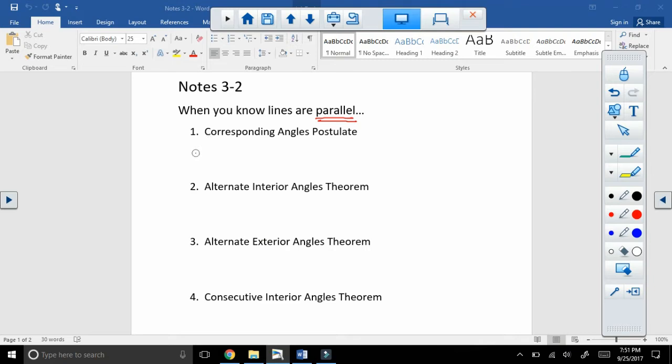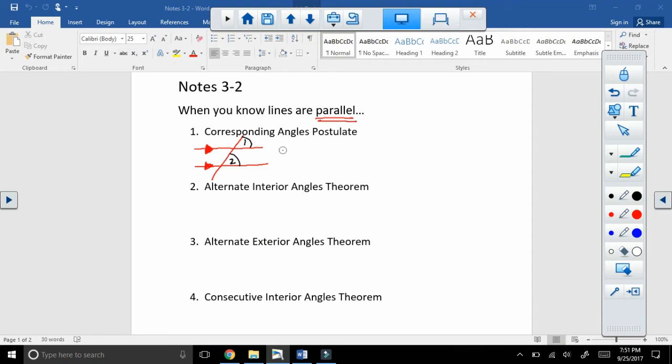So if we have parallel lines, and I'll just sketch those out, and they will be marked that they're parallel with these little arrows going in the same direction. If I have some corresponding angles, like angle 1 and angle 2, when those lines are parallel, these angles here are actually congruent. So that's called the corresponding angles postulate.